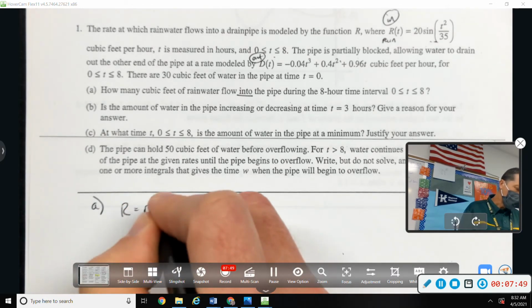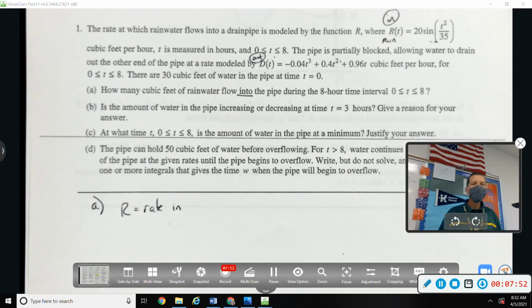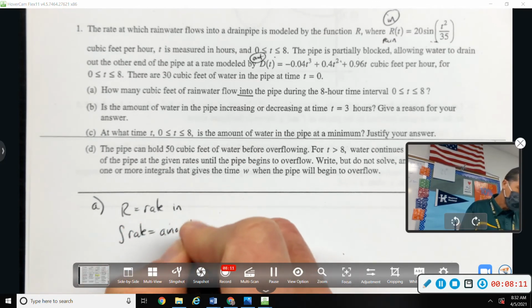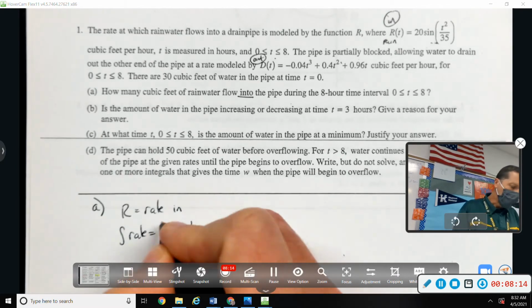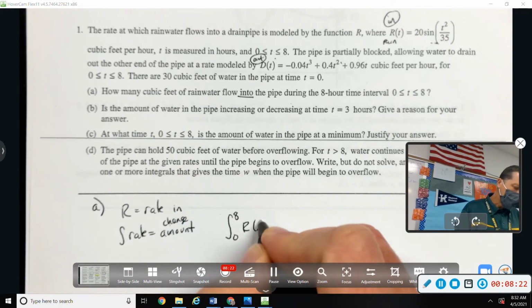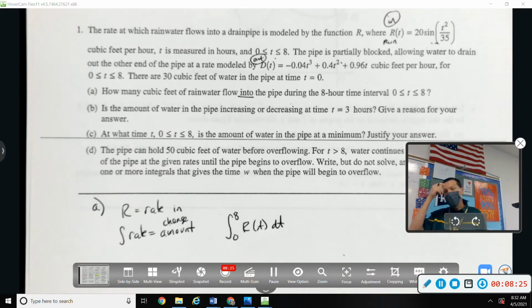All right, so R is the rate going in. We want the total amount that flows in. So how do we get from a rate to an amount? Yes, we'll integrate, because the integral of the rate equals the amount, or equals the change in the amount is a better way to say that. So let's integrate from 0 to 8 r of t. And again, r of t is defined, so I don't have to rewrite what r of t is.